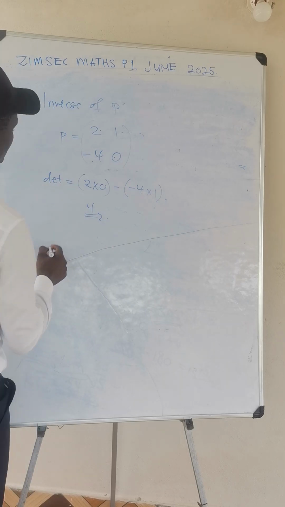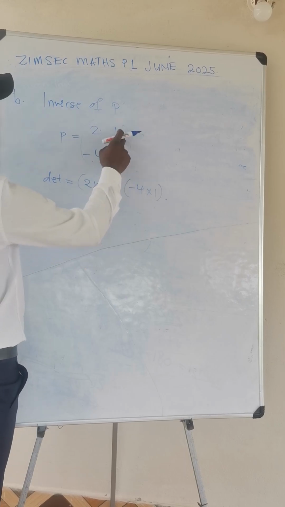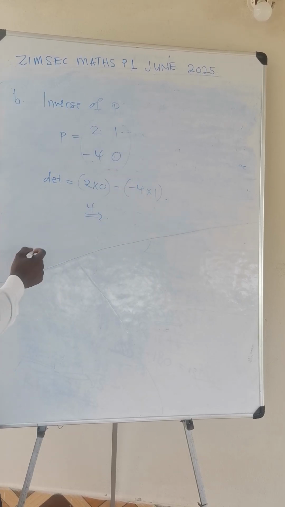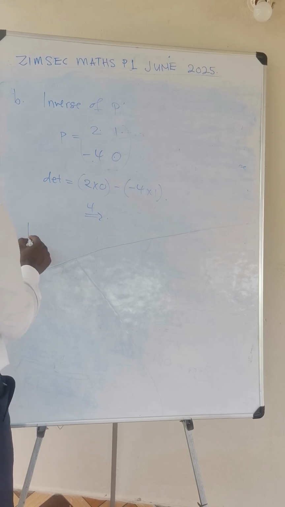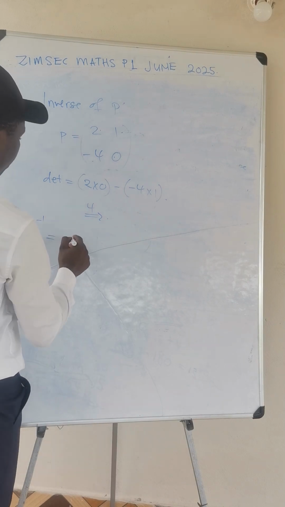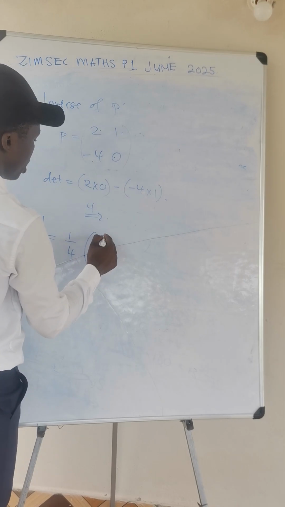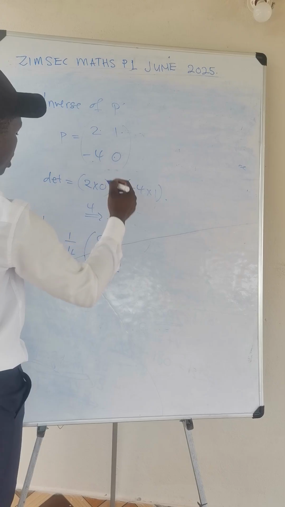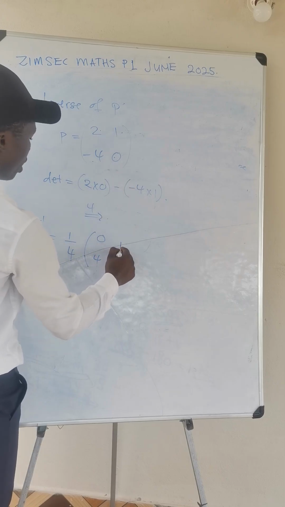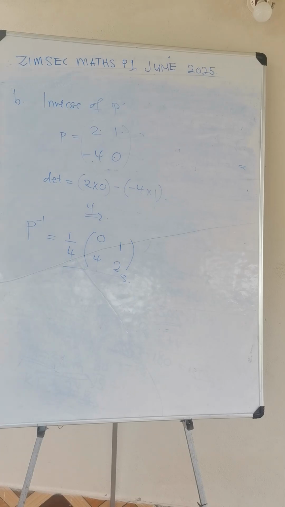So for the inverse, we say 1 over determinant, then this one switches position, and this one changes its sign. The inverse of P is written as P to the power negative 1, which is equal to 1 over determinant, open bracket, this one changes position 0 to this one, this one changes sign, then it becomes 4 and 1. So this will be our inverse. It's very clear.